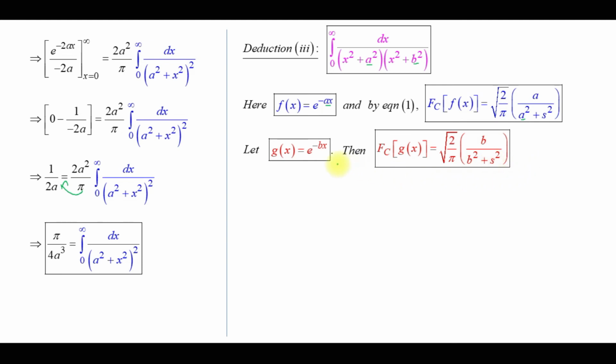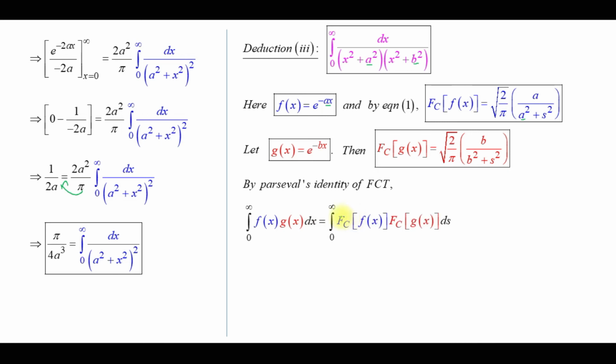So we know the Parseval's identity formula: integration 0 to infinity f of x g of x dx equal to integration 0 to infinity Fourier cosine of f of x into Fourier cosine of g of x ds. Now substitute f of x equal to e power minus ax, g of x equal to e power minus bx, Fourier cosine of f of x equal to square root of 2 by pi into a divided by a square plus s square, Fourier cosine of g of x equal to square root of 2 by pi into b divided by b square plus s square.